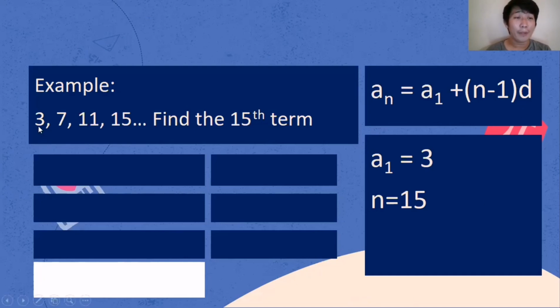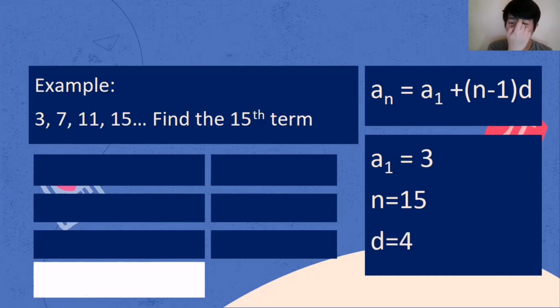As we can see, you have 3, 7, 11, 15. Common difference is the difference between the two consecutive terms. Let's try to check. What is 7 minus 3? The answer is 4. Very good. 11 minus 7, 4. 15 minus 11, 4. Therefore, the common difference is 4.